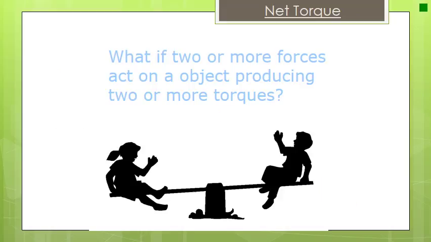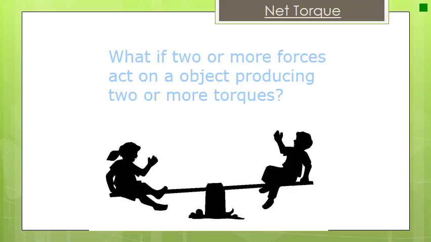Now, let's move on to something a little bit more complex. What happens if there are two forces that are exerted on an object that produce a turning effect? Or in other words, you have two torques or moments being produced. How do we add these moments, or can we add the moments? Let's look at this simple example.